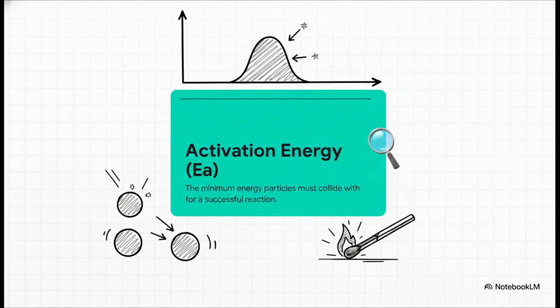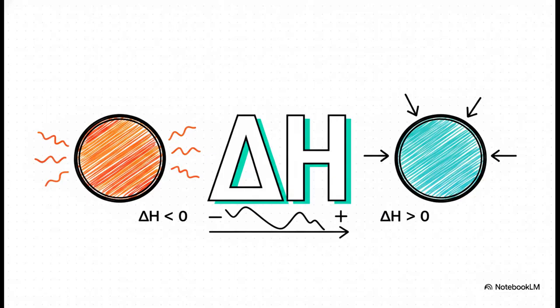Think of it like lighting a match. Even highly exothermic fuels like wood need that initial spark of heat to start burning. The greater that initial rise on our graph, the more energy you need just to kickstart the whole process. So the ultimate goal in measuring all of this is calculating the overall difference between the start and the finish. We call this the enthalpy change, represented by the symbol delta H.